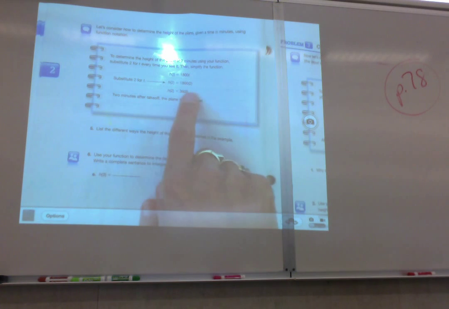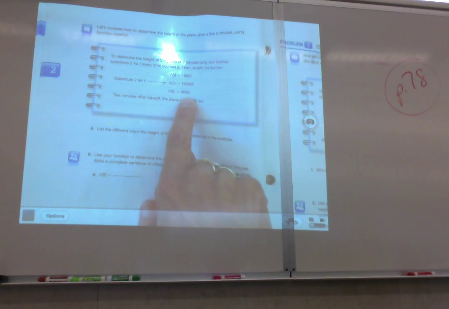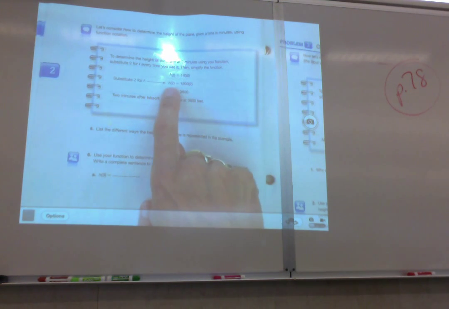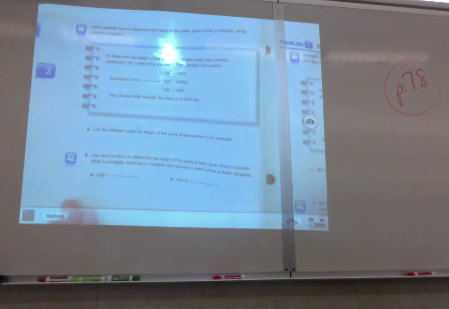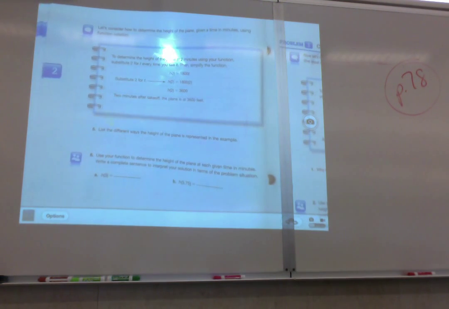Put in 2. What kind of math did they do with that 1800 is right next to the 2? Multiply. Okay? This little 2 is not a multiply, it's just noting something. You will, at this point, not need a ruler, but you will need a calculator.